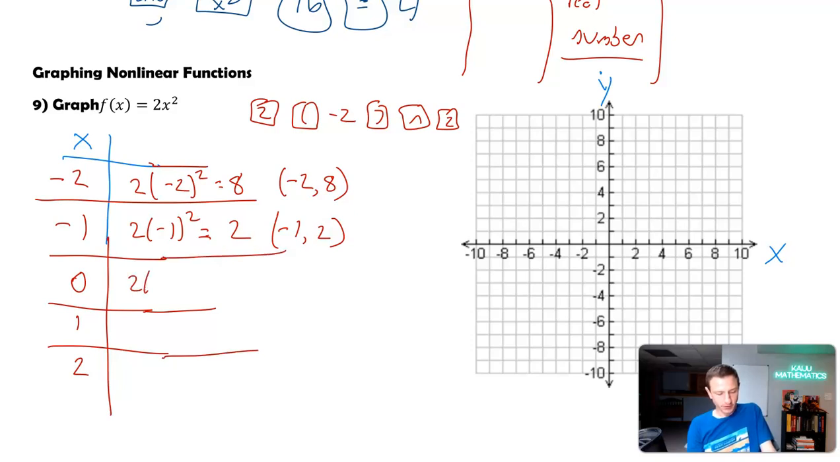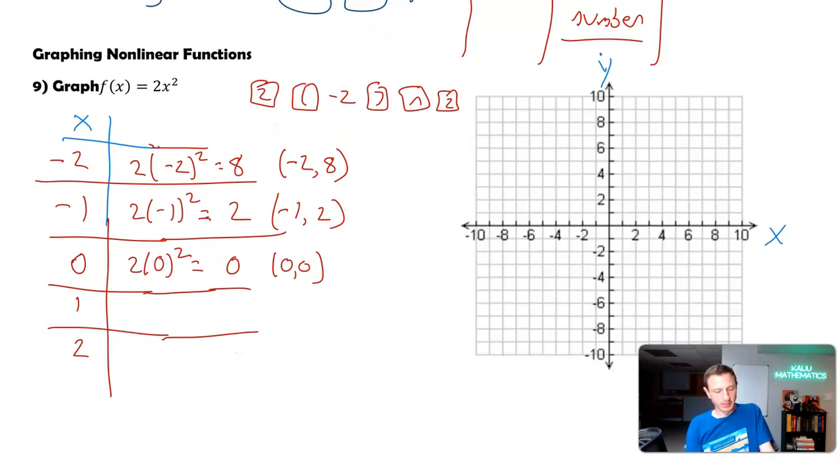Plugging in 0: 2 times 0 squared. 0 squared is 0, and 0 times 2 is 0. So it's just going to be 0, 0. Plugging in x equal to 1: 2 times 1 squared. 1 squared is 1, and 1 times 2 is 2. So 1, 2. And x equal to 2: 2 times 2 squared. 2 squared is 4, and 4 times 2 is 8. So we get 2, 8.